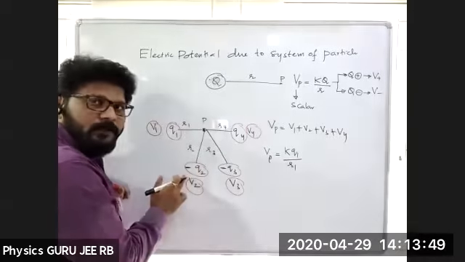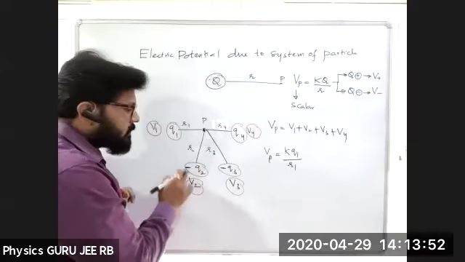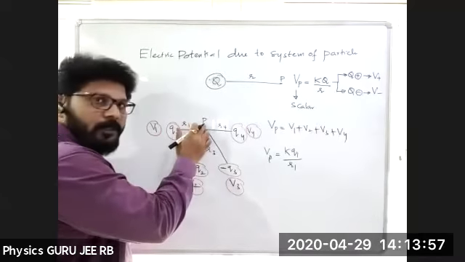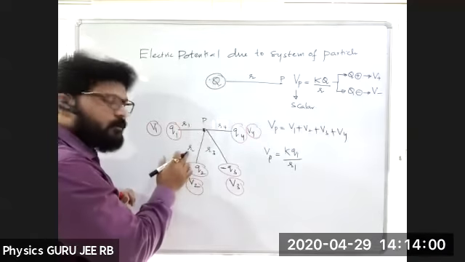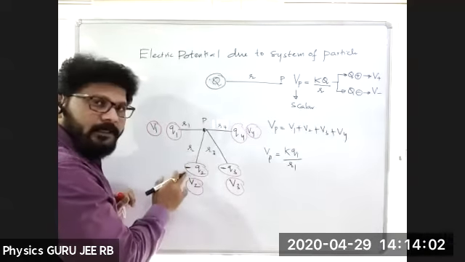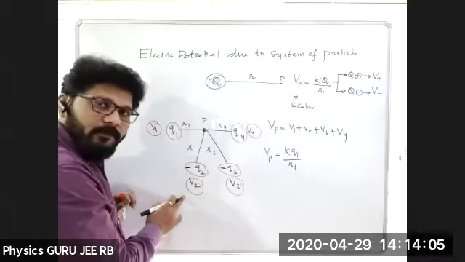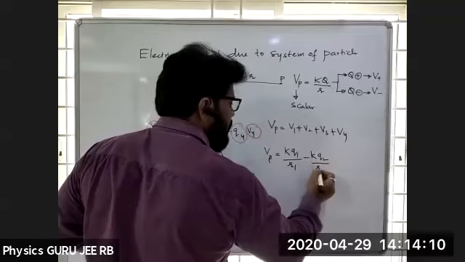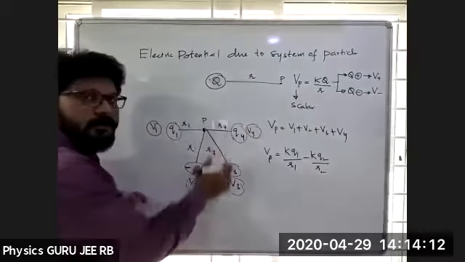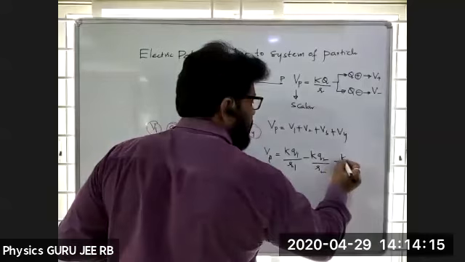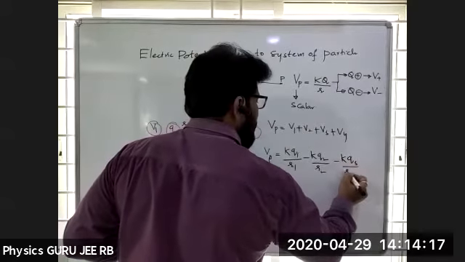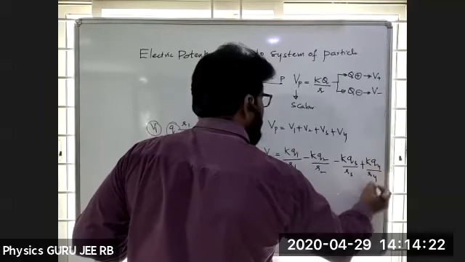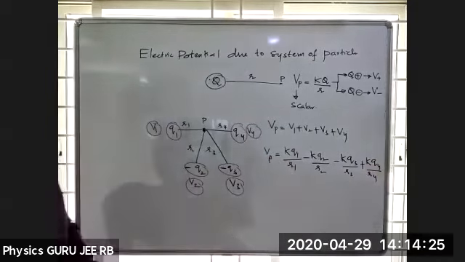Next, due to minus Q2, which is at a distance of R2 from point P. If I want the potential at point P due to minus Q2 at a distance of R2, being negative, the potential will be negative. So minus K Q2 divided by R2. Similarly, for these two we can write minus K into Q3 divided by R3 plus K into Q4 divided by R4. Is it clear, all of you?